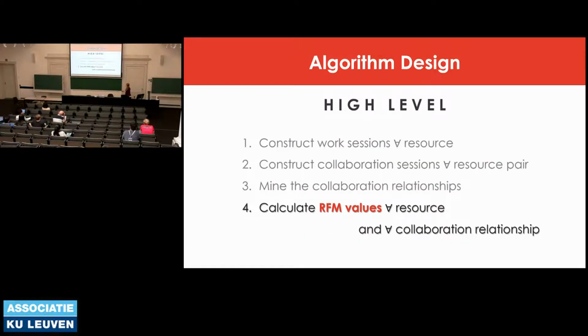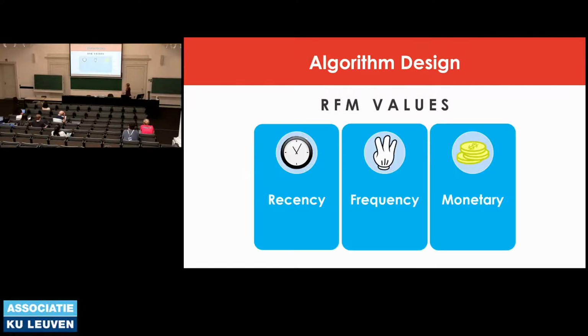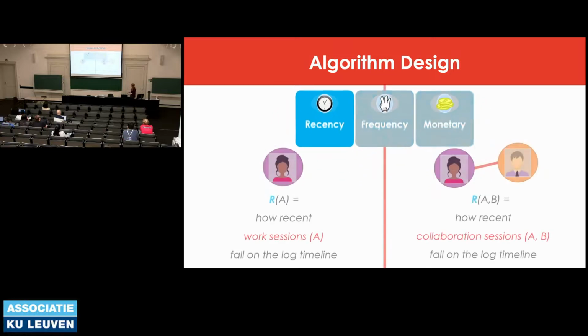The last step is to calculate some recency, frequency, monetary values. This is done as follows. So recency would be how recent a resource has worked. Frequency, how frequently did they work. And monetary is some kind of the monetary value of the work packet, so the importance of the work that they did. How is this calculated?